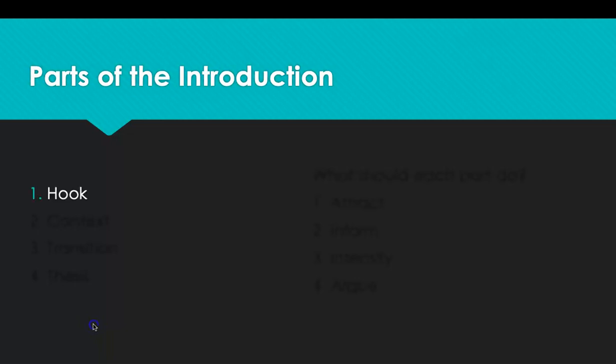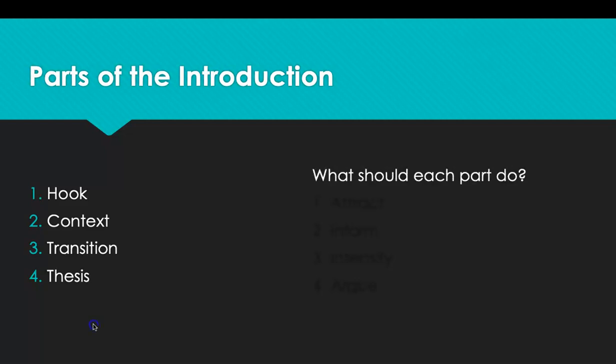So here are the parts of the introduction. There's the hook, and there is the context, the transition, and the thesis. So we will go over each one of these in just a moment, but this is what each part should do. So the hook is all about attracting attention to your argument, making the reader invested in it and wanting to read it. The context is all about informing them about the topic that the essay is going to be about. Not everything about it, but just enough so that they're able to understand what's going on in the rest of the essay.